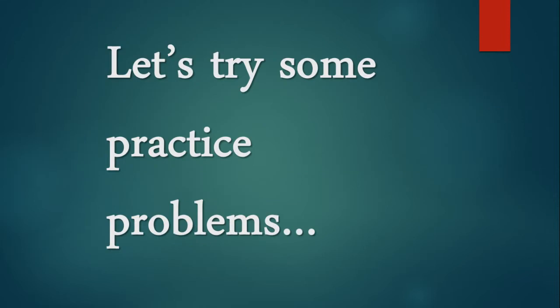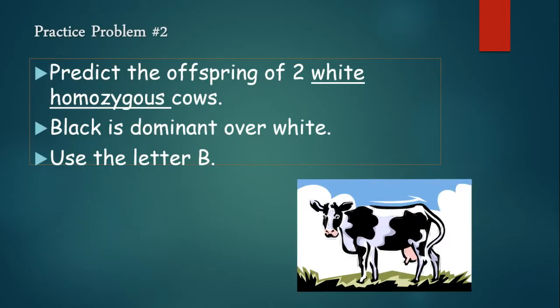Alright, let's try some more practice problems, with probabilities this time. Predict the offspring of 2 white homozygous cows. Black is dominant over white, and use the letter B.